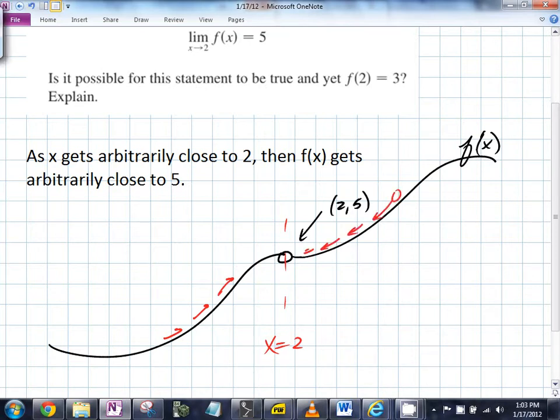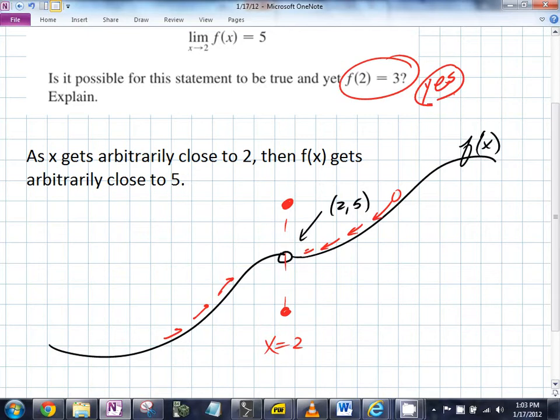5. Does anything change if I fill in the function up here? No. Does anything change if I fill in the function down here? So I'll ask the question again. Can this be true? Yes, absolutely. The function at the limit is totally irrelevant at this point. For limits, it doesn't matter. Does the function even have to exist at 2? No. Can there just be an open dot there? Yeah, the limit is still 5.